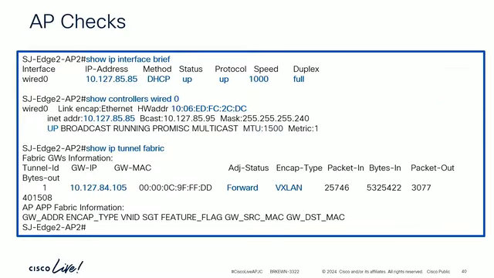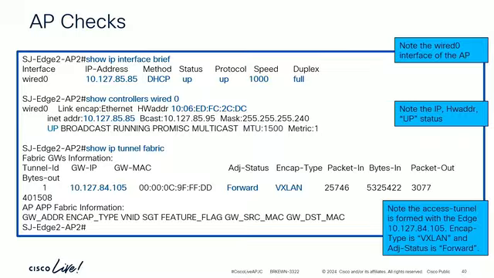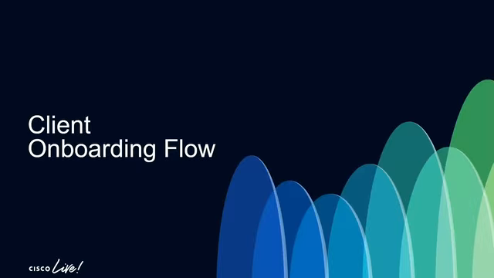Now, finally, we are talking about AP onboarding. Let's say I want to check if the AP is onboarded properly. In that case, show IP interface brief. This tells what IP it got, through which method it got it, through DHCP, right? And what the speed and duplex are. These are some of the important things to check. Not only that, show controllers wired 0 also gives the same information. Apart from that, show IP tunnel fabric. This is a very important command, where we have to look at the adjacency status, forward, and encap should be VXLAN. So these two things need to be noted here. So with that, we are at the end of the AP joining flow.